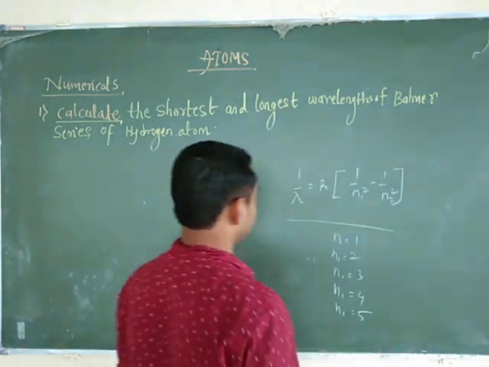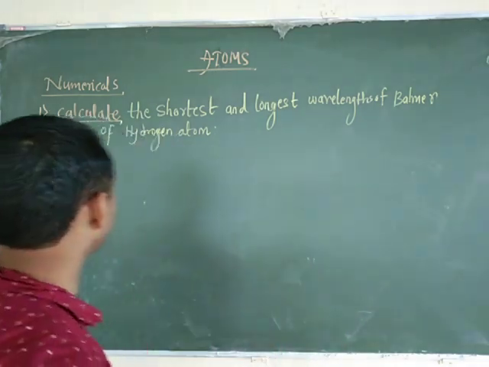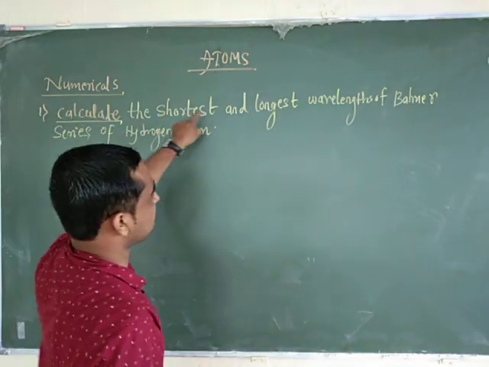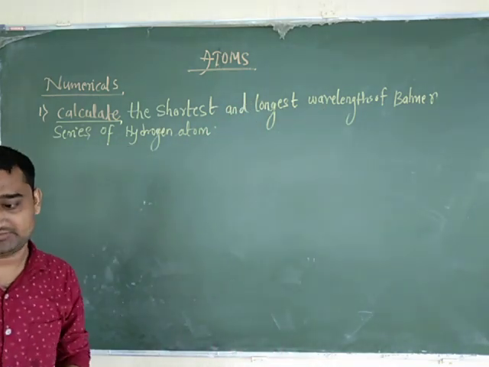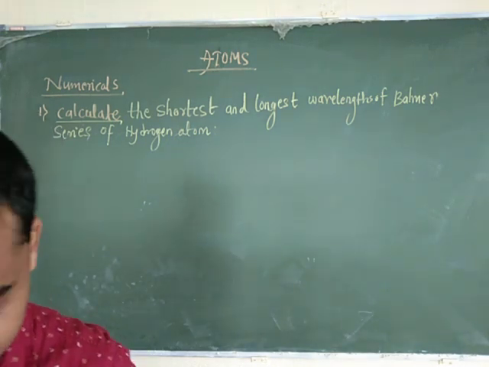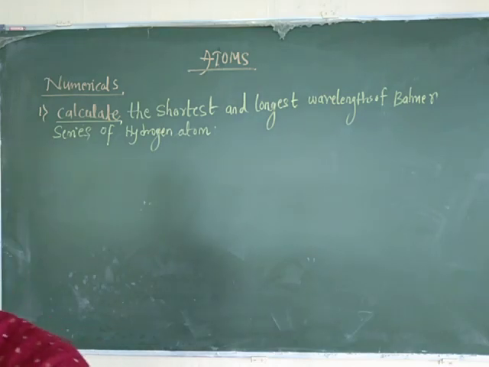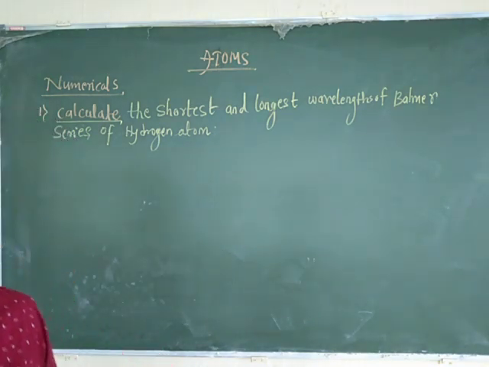Now let us solve certain numericals based on this Rydberg formula: calculate the shortest and longest wavelength of the Balmer series of hydrogen atom. In the previous class I drew the energy level diagram for this. What is meant by shortest wavelength and longest wavelength here? That I also defined.